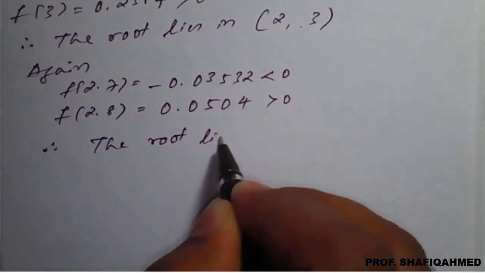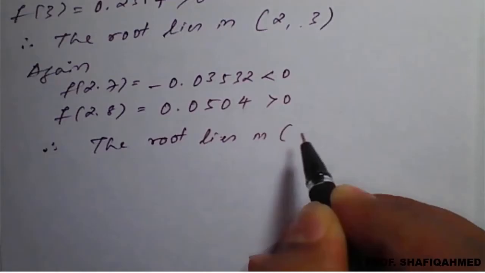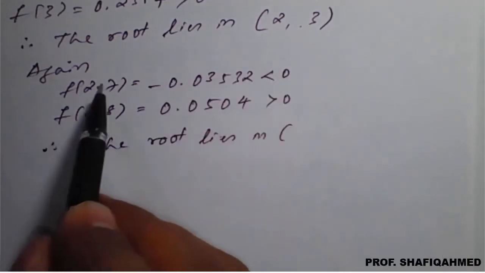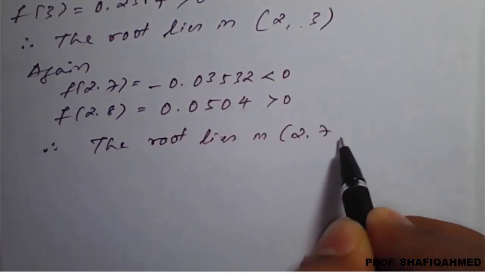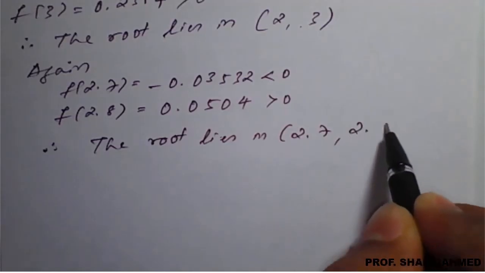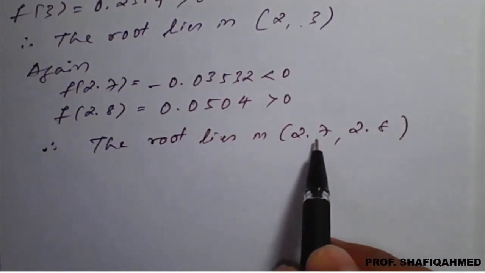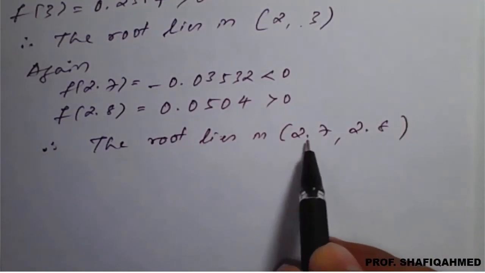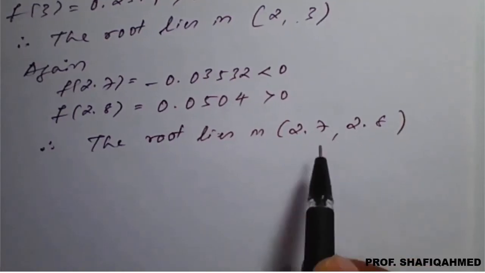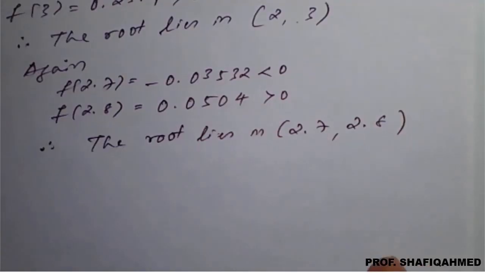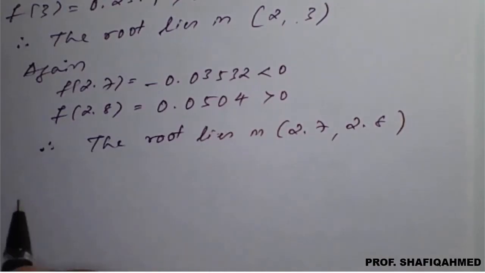the fresh root lies in, instead of 2, 3 we'll take what here, 2.7, 2.8, means our answer is in between 2.7 and 2.8, means you can imagine our answer will be 2.7 something. So let's see the first iteration.